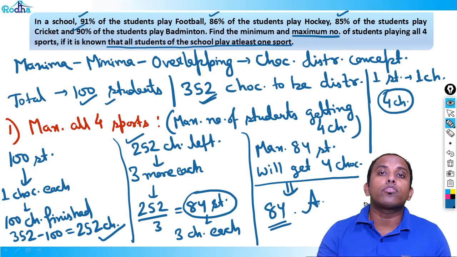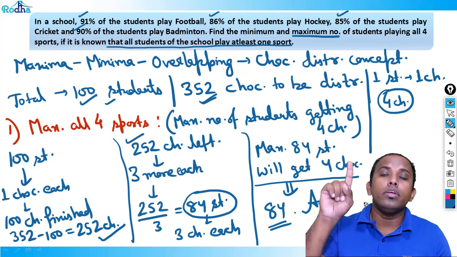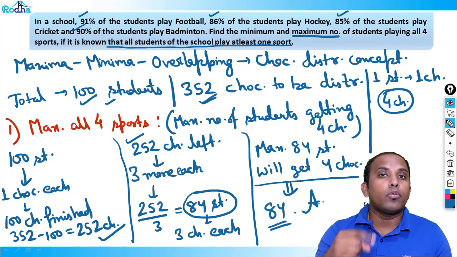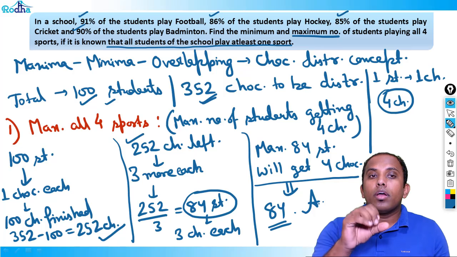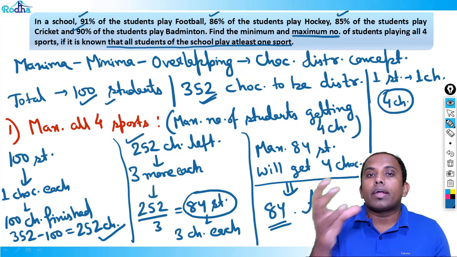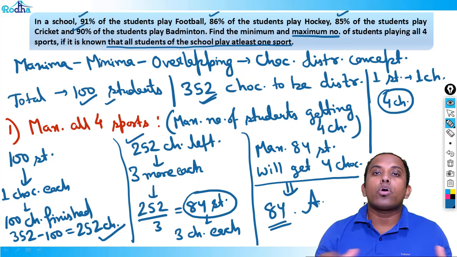That means everyone gets 1 chocolate each. Right. How did I start? We started with one student playing one sport getting 1 chocolate. So all the students of the school play at least one sport. That means I have given 1 chocolate each to everyone.